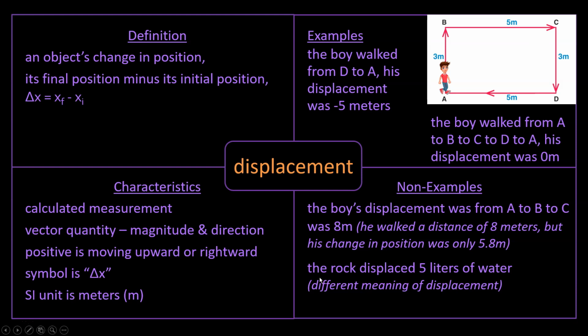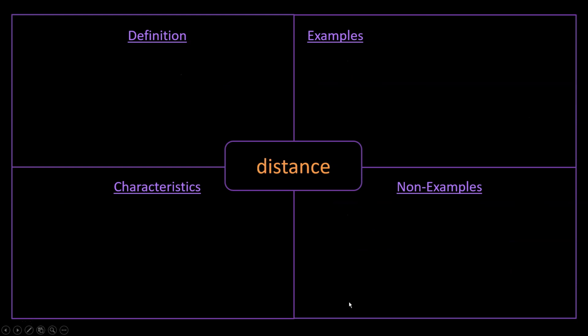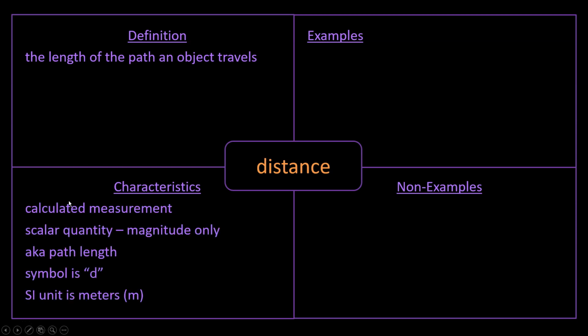Here in a second non-example, the rock displaced 5 liters of water. This is an accurate use of the term displaced, but it's a different meaning of displacement than what we mean in mechanics. Let's take a look at distance. It's the length of the path an object travels. So this is a little different than displacement.